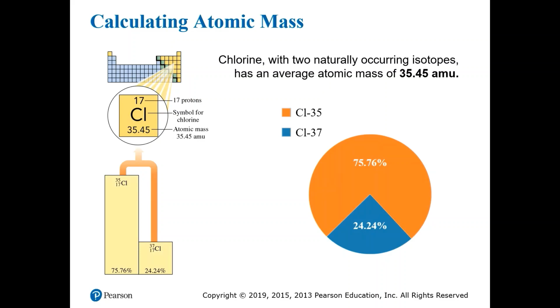Here we see the isotopes for chlorine. Okay? Chlorine consists of two naturally occurring isotopes, chlorine 35, and chlorine 37. About 75.76% of all chlorine is chlorine 35, and that leaves about 24.24% of chlorine, which is chlorine 37. Okay? Again, in roundish numbers, it's about 3/4 chlorine 35 and 1/4 chlorine 37.